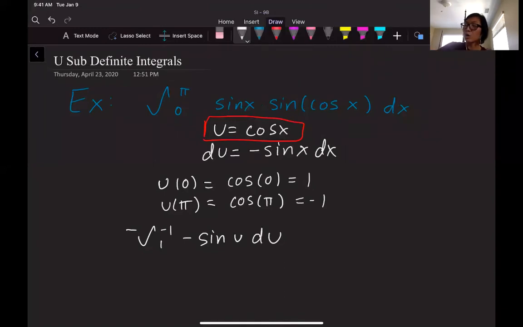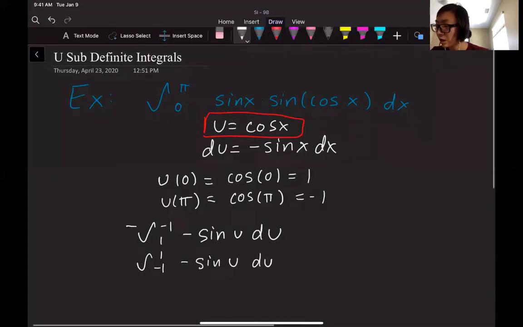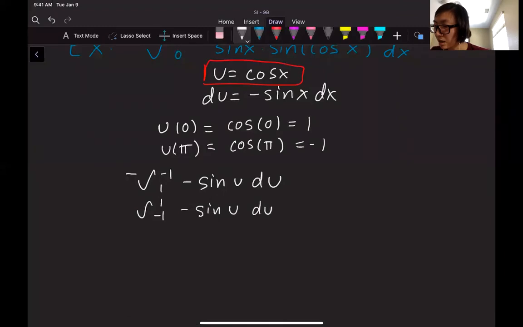Okay. So now this is a very standard integral that we know how to solve, right? So we're going to flip those limits of integration, right? So this is going to be positive 1 to negative 1, negative sine of u du, right? So this is going to be cosine of u evaluated from 1 to negative 1, right?